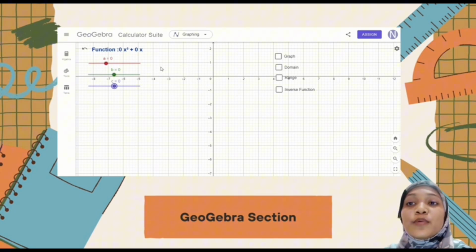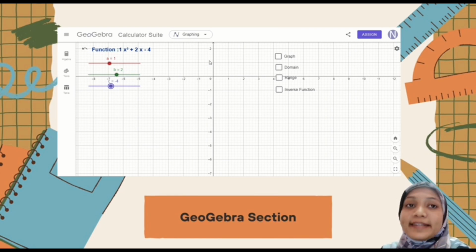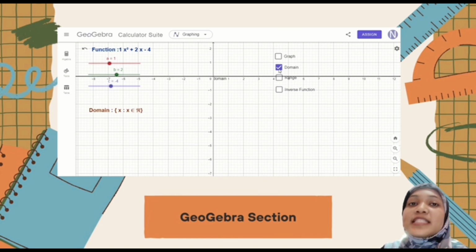As you can see, we will set it as the question given, which is x squared plus 2x minus 4. Okay, first we need to find the domain and range. I will explain the domain first. For domain, as I said before, for linear, quadratic and also polynomial, it will always be any real number. So x is any real number.